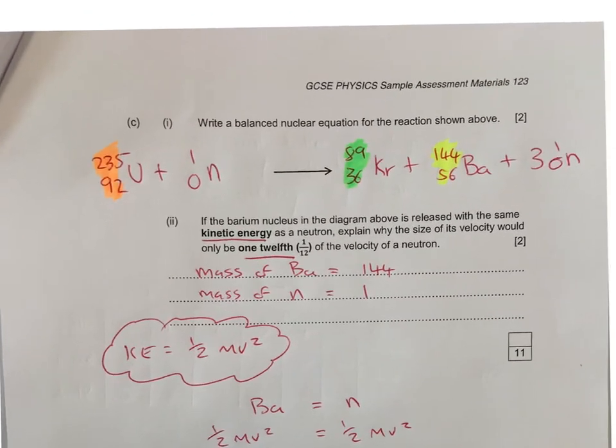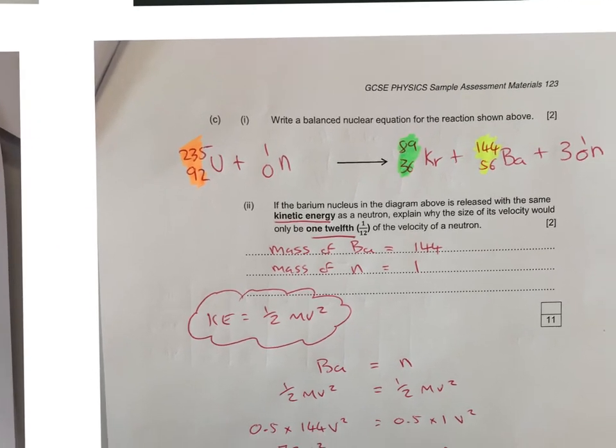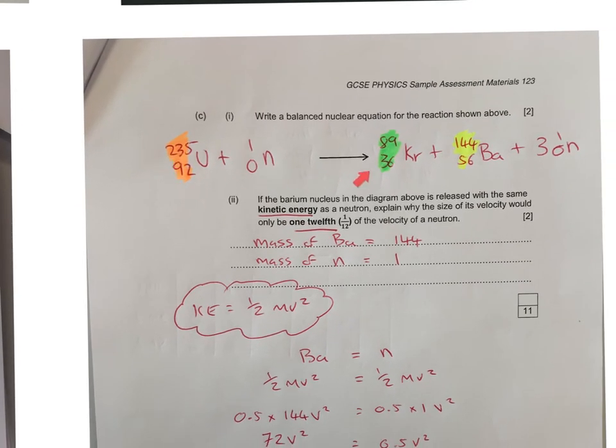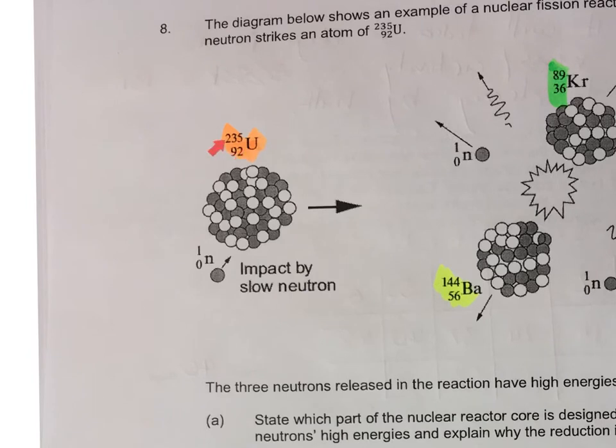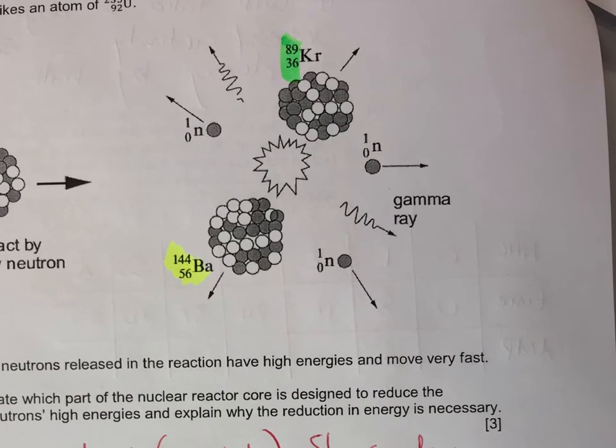Nice questions there. Write a balanced equation. Now, I've color-coded these up just to show you where I'm getting them from. You might be thinking, oh my God, have you got to remember all this? No, you haven't, because it's given to you here. It's telling you uranium's 235, 92. That's going to decay into krypton and barium, both with these mass numbers. And it's even showing you it's got 1, 2, 3 neutrons there.